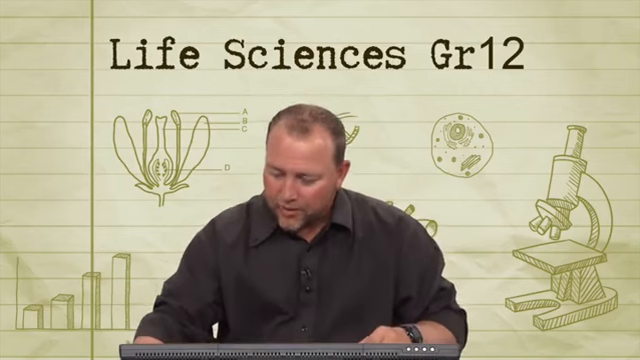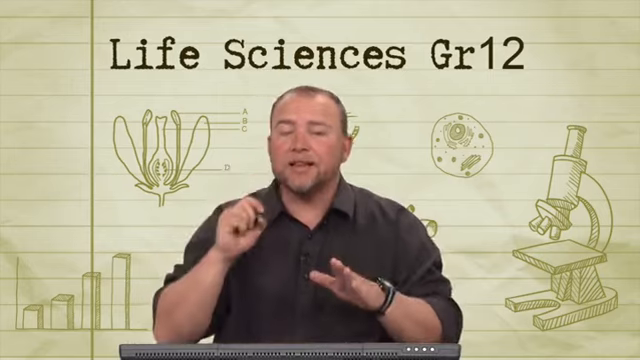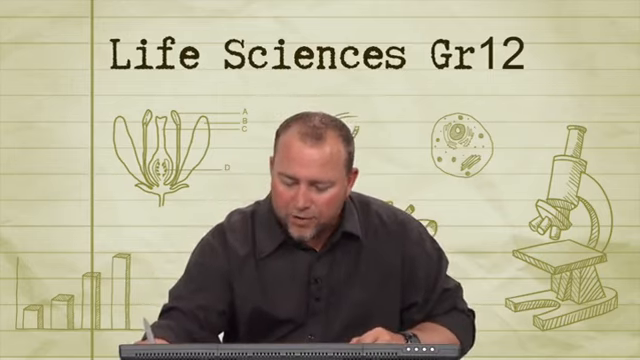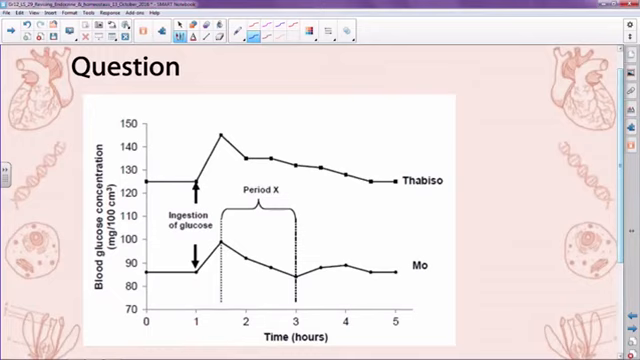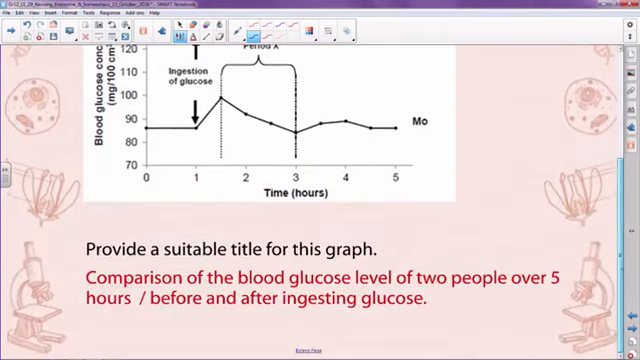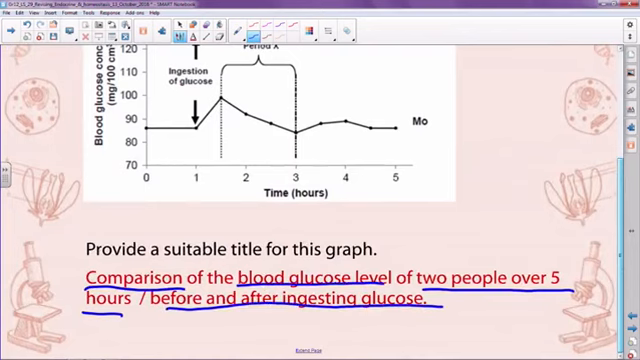Okay, so here we go. I wanted to know the title of this graph. Now, I've put the title in here, okay? But I've also left something out. Let's see if you can pick it up, okay? The title that I would have put for this graph, here it is, very simple. It is the comparison of blood glucose level of two people over 5 hours before and after ingesting glucose. Okay, now, that's roundabout right. Now, one part I am missing.